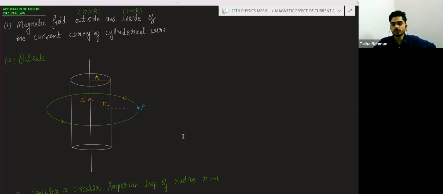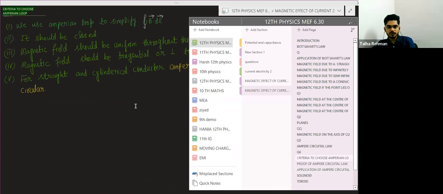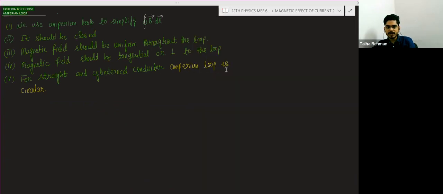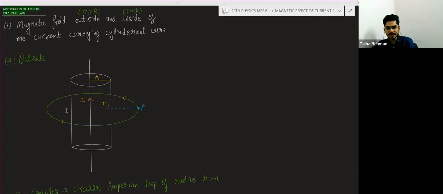So what you will do, you have a cylindrical wire. Earlier I have discussed, if you have a straight or cylindrical wire, the Amperian loop is circular. So you will choose an Amperian loop, which will be circular. So the same thing you will do.